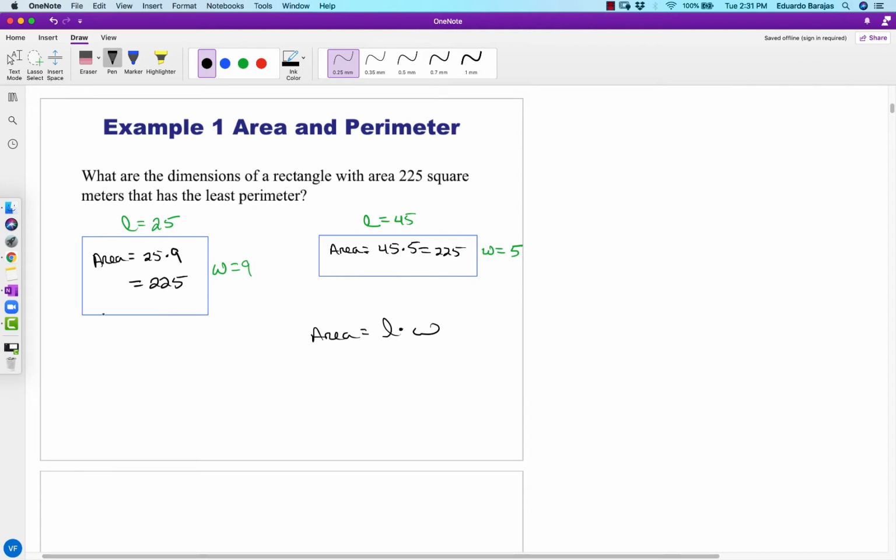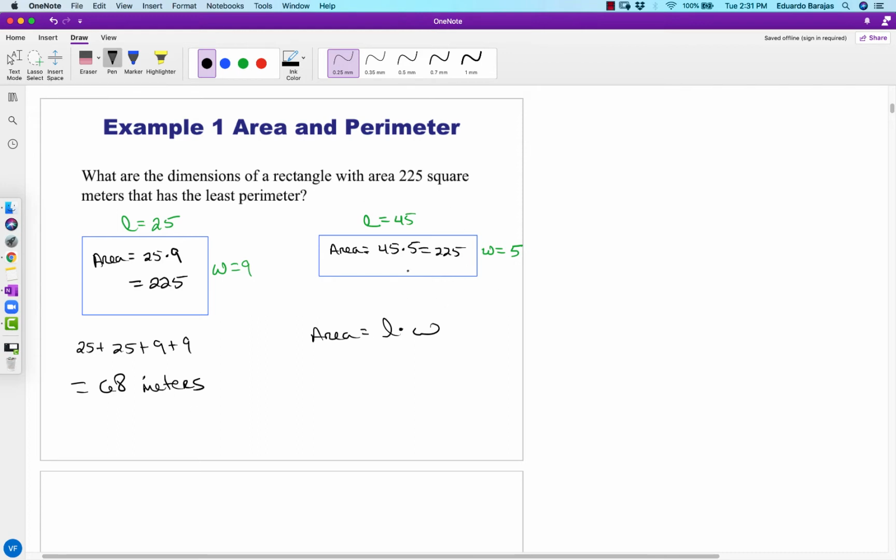However, if you think about perimeter, perimeter is the distance all the way around. So in this rectangle over here, the perimeter is going to be 25 plus 25 plus 9 plus 9. Right? Think about having to build a fence around this rectangle. That's how much fencing you're going to need. So that's equal to 50 plus 18, that's equal to 68, 68 meters of fencing.